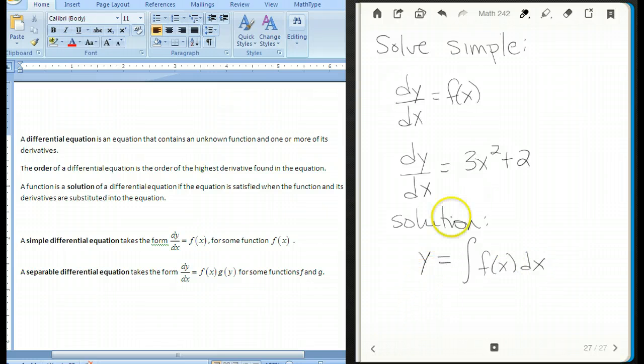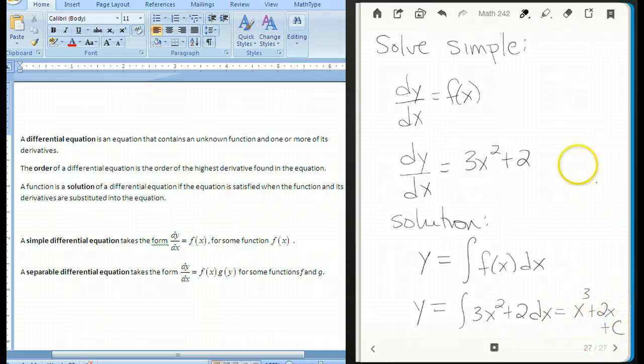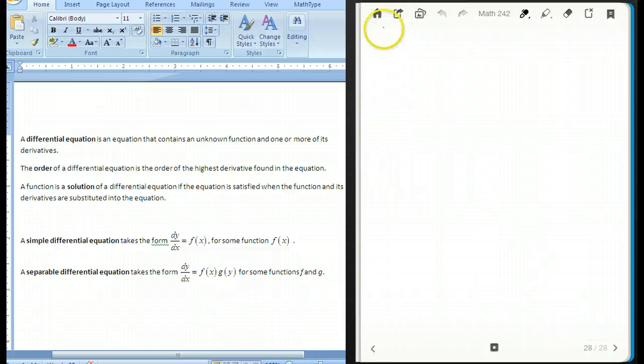Okay? So for example, here, if we have dy/dx is 3x squared plus 2, then y would just equal the integral of 3x squared plus 2 dx, which is, of course, what? x to the third plus 2x plus c. Okay, and so this would be a solution to this differential equation, because that is a function that says, you put my derivative here, you get equality, right? My derivative is 3x squared plus 2. Those simple ones are fairly simple, that's why they're called simple. The separable ones take a little bit more work, right?